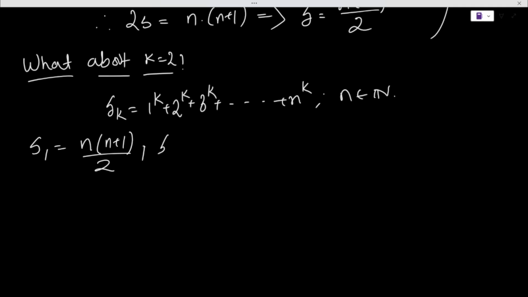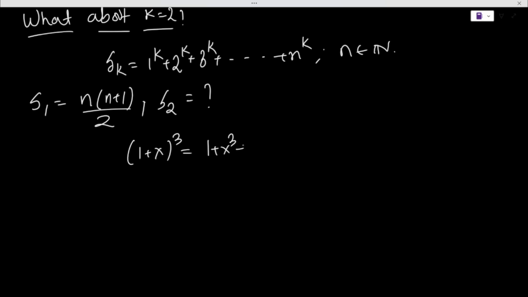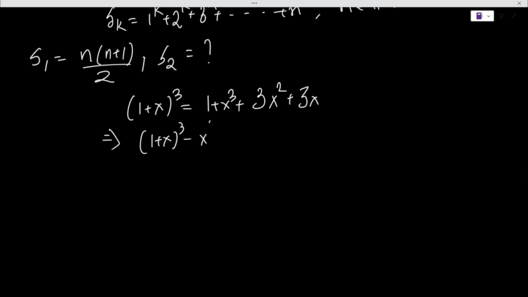Now this technique is going to help you find out any powers, as I said. So how do we do that? We want to find s2 first. To do that, what we are going to do is as follows. Recall that (1 plus x) whole cube is nothing but 1 plus x cube plus 3x square plus 3x. This is pretty simple from the binomial theorem. So one thing to keep in mind, you must know the binomial theorem. Now, we can simply write this as (1 plus x) cube minus x cube is equal to 1 plus 3x plus 3x square, correct?